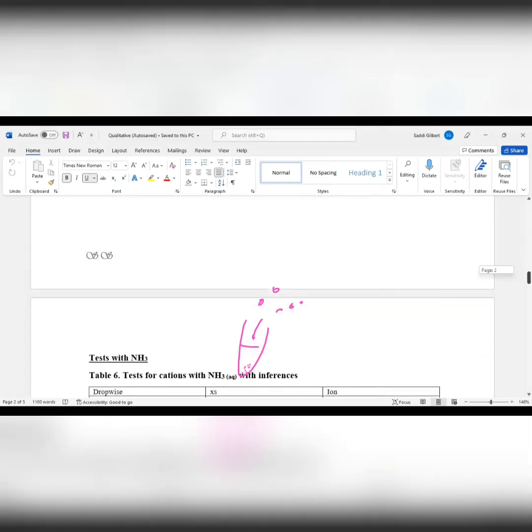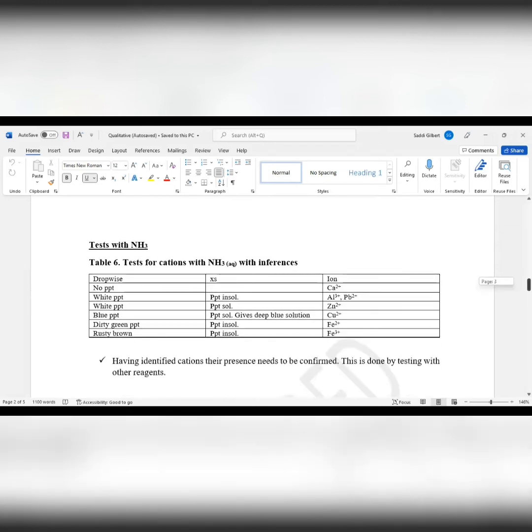Okay, so then now, you can test with ammonia. The ammonia is just really to confirm. So let's say you do your first test with sodium hydroxide, and then you want to confirm whether or not you have calcium, or you want to confirm aluminum, zinc, or lead, right? You now do your test with ammonia. It's the same procedure. You add the ammonia drop-wise, then you add it in excess.